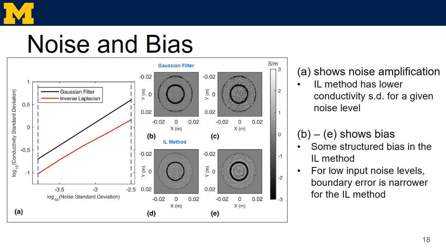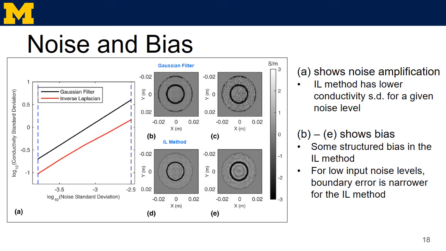We have plotted the standard deviation of the conductivity error against the standard deviation of the noise added to our simulation results. We see that our inverse Laplacian method has consistently lower conductivity standard deviation than the Gaussian filter. This is important because if we want to achieve high-resolution conductivity maps, we need to start with high-resolution phase data, which has inherently lower SNR.